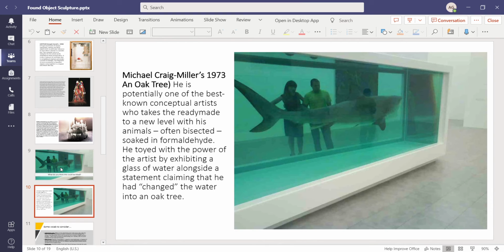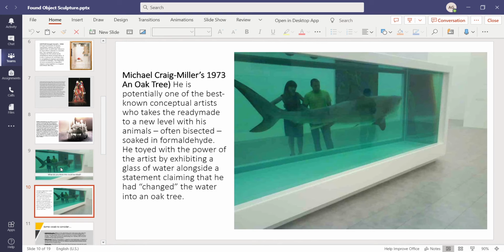from 1973. So this artist was known for using ready-made, by taking animals that were bisected or dissected and soaked in formaldehyde, which is that preservative. He toyed with the power of the artist by exhibiting a glass of water alongside a statement claiming that he changed the water to an oak tree.